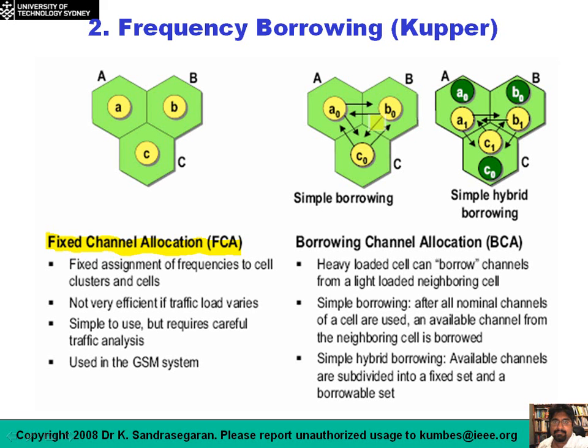An alternative of simple borrowing is called simple hybrid borrowing, where you allocate one set of frequencies that are fixed. So the frequencies labeled A0, B0 and C0 are fixed allocations to cells A, B, C, but there's another group of frequencies A1, B1, C1, and these can be borrowed among the cells. So again, we split the channels that we have available into fixed and borrowing groups, and the fixed groups remain permanently allocated to a cell.